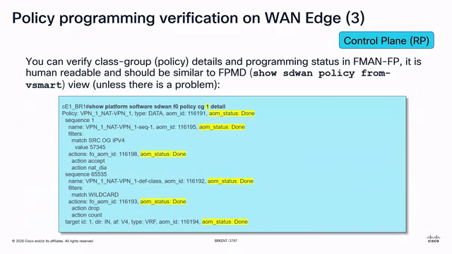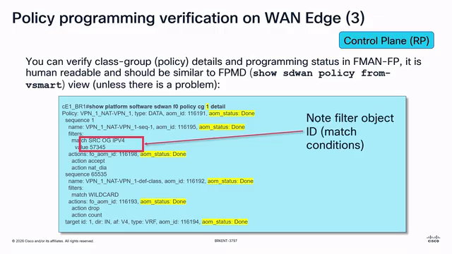The next step, knowing that class group, we can see all of the details and programming in that forwarding manager, and it should be more or less similar to what you see in the show SD-WAN policy from vSmart output. Again, use your common sense and then check everywhere if the status is done. If status is done, it's okay. It's like okay status. Right? Let's move on.